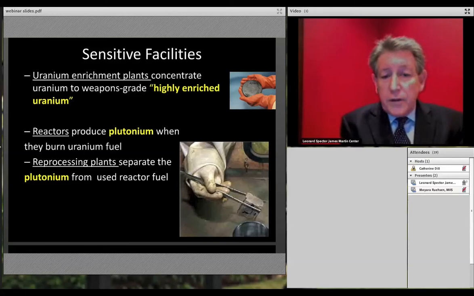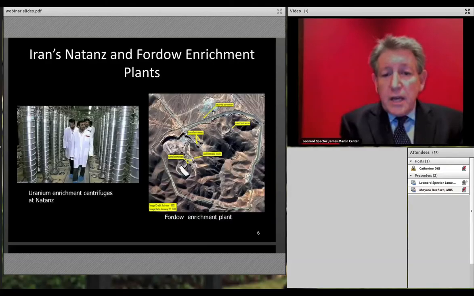Well, let's go to the next slide. Iran, by the way, has 2 major uranium enrichment plants, and North Korea has 1. Iran also is building a reactor that is designed to produce plutonium, although it doesn't have the plutonium separation plant that would be needed to get the plutonium out of the spent fuel.